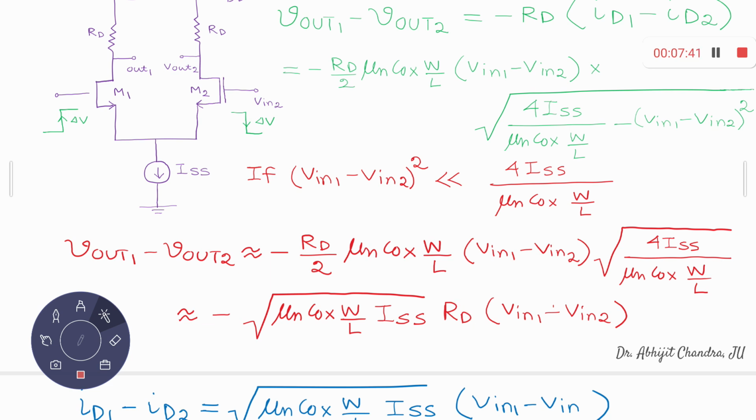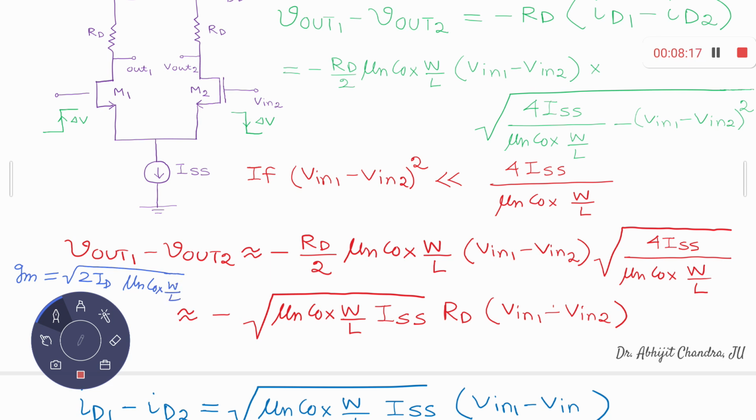Can you identify this particular thing inside the square root? You already studied the single stage common source amplifier. Here the square root of mu n Cox W over L is nothing but the gm of the individual transistor. Why? Because already you know one of the expressions for gm was gm equal to the square root of twice ID mu n Cox W over L.